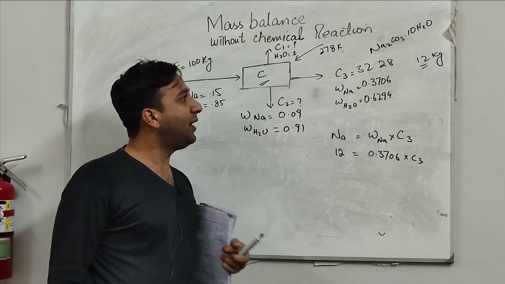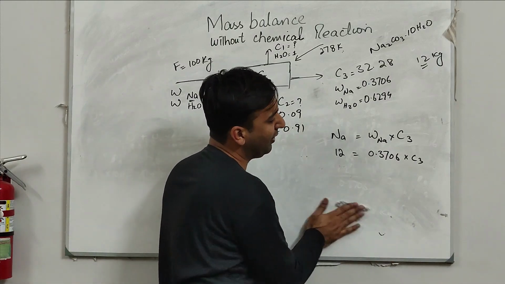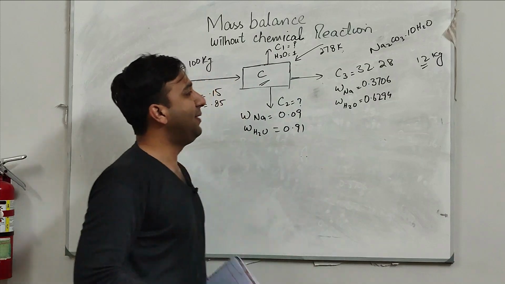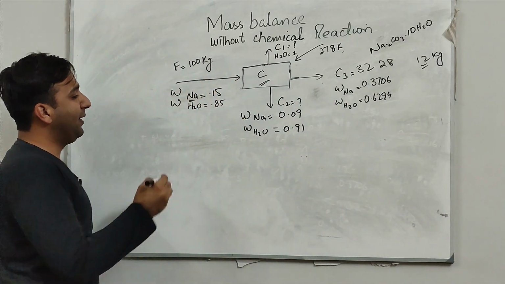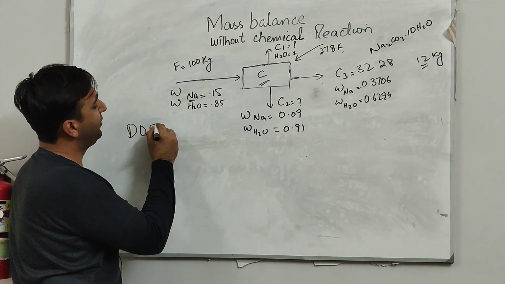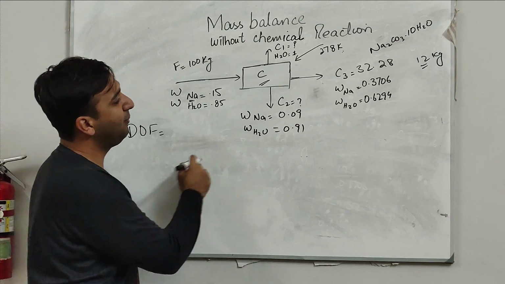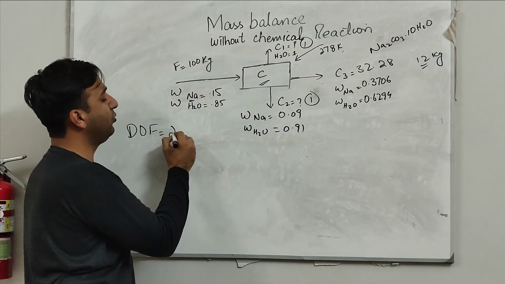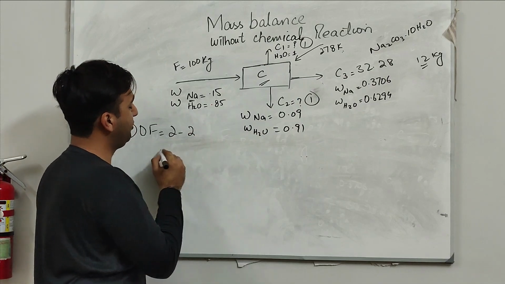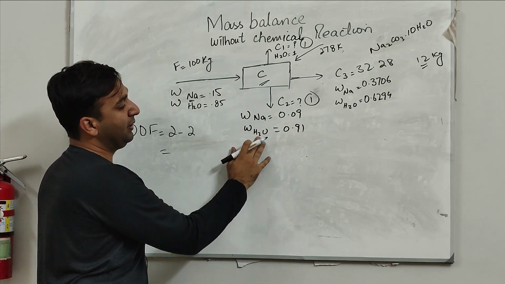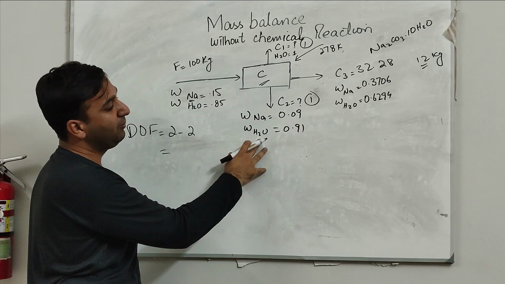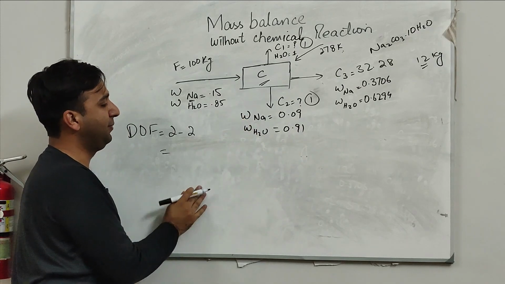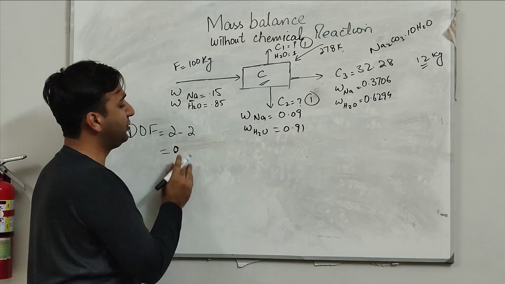So now you cannot find any other thing by the problem statement. For finding the other unknowns, you have to go to the mass balance. So the first step of the mass balance is to find the degree of freedom. The number of unknowns remaining is only this and this. So the number of unknowns are 2. The number of independent equations are 2, as all the streams are having only 2 components, sodium carbonate and water. So 2 minus 2 is equal to 0.